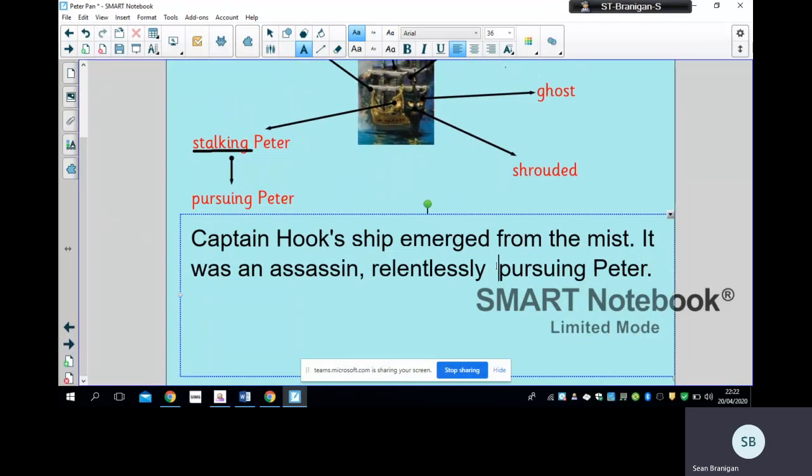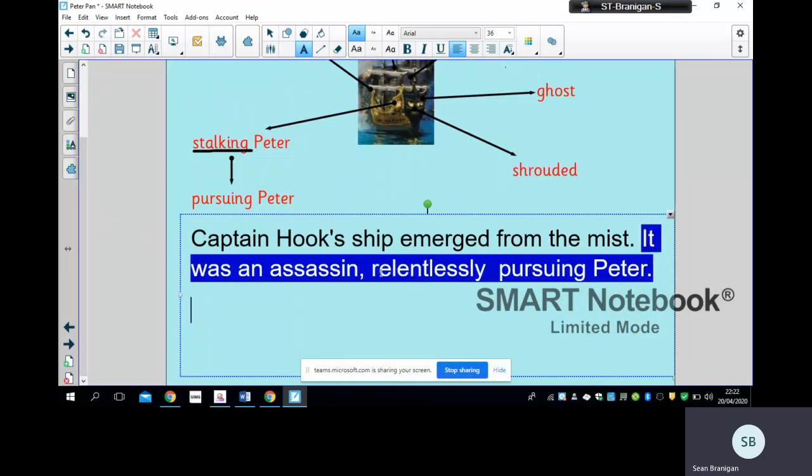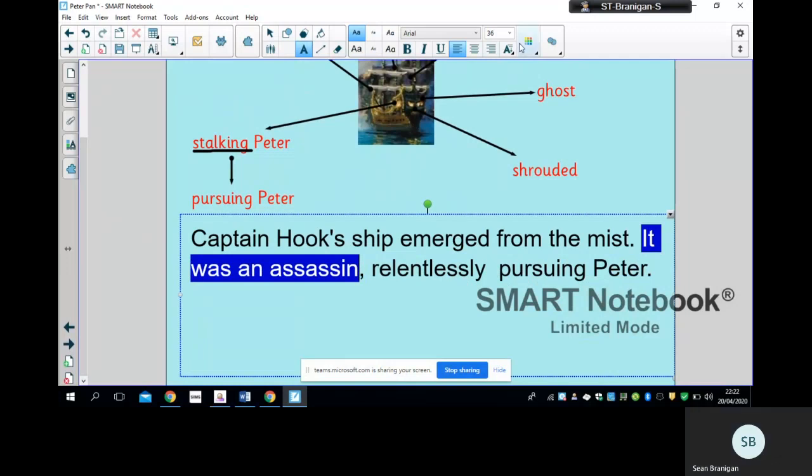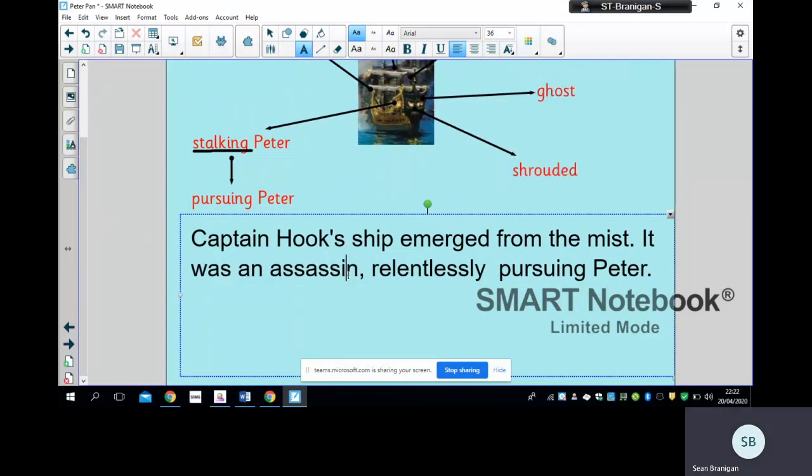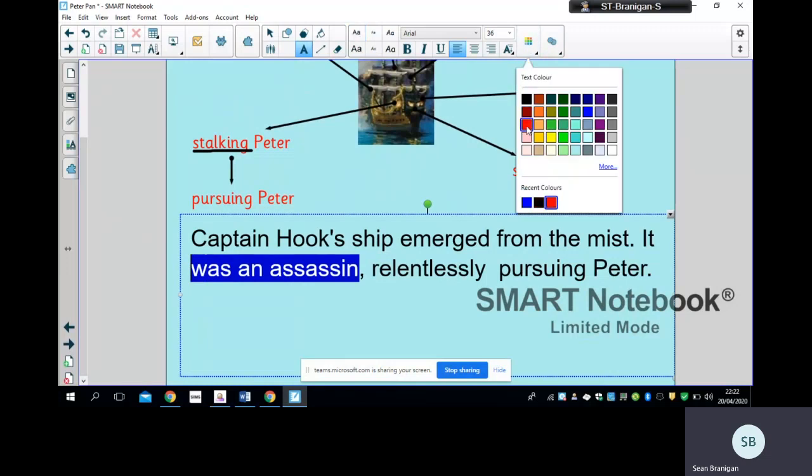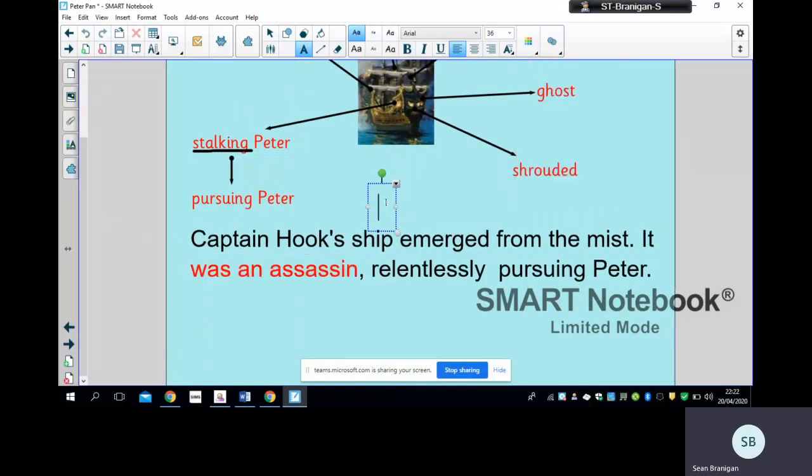So Captain Hook's ship emerged from the mist. It was an assassin relentlessly pursuing Peter. And there is the metaphor that I've used there. It was an assassin. I'm saying that it was an assassin, not that it was like an assassin. Of course, that would be perfectly acceptable as well.